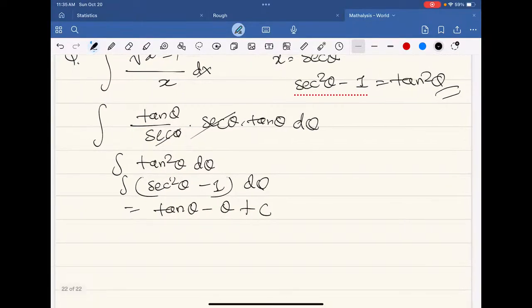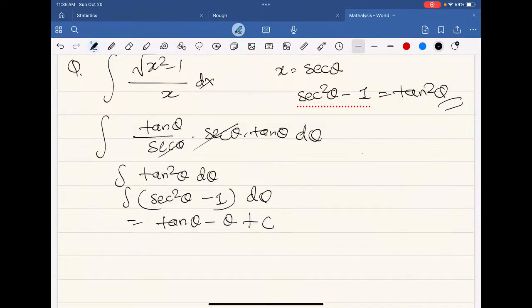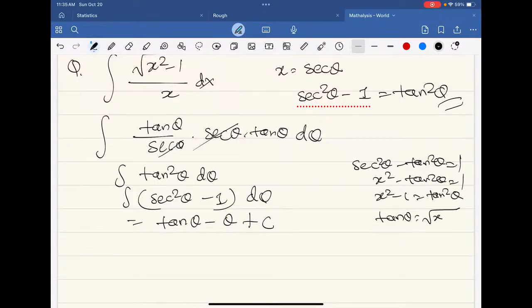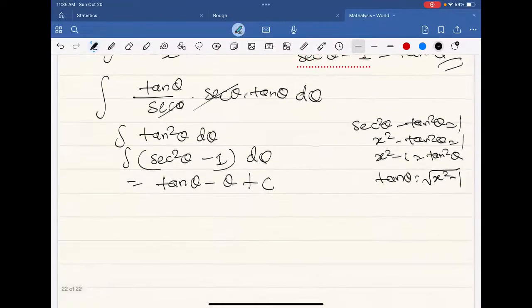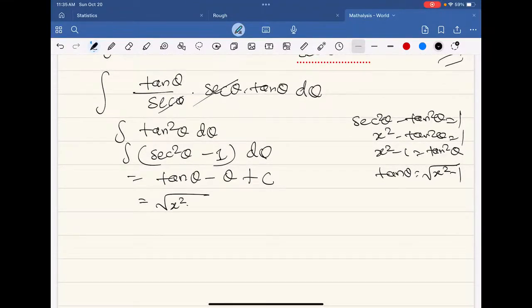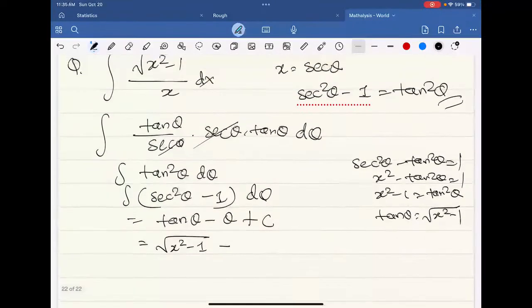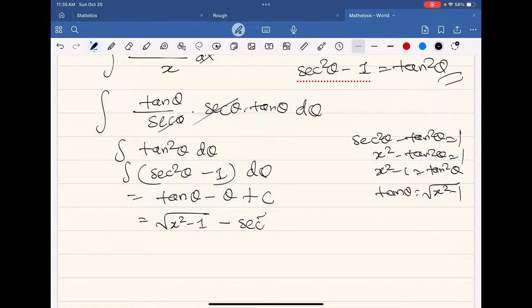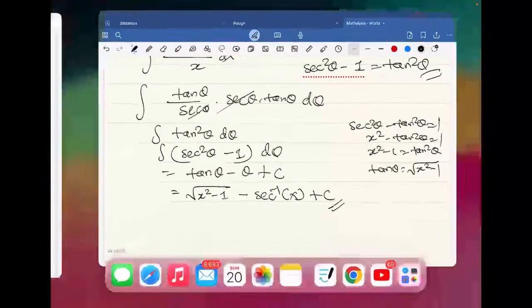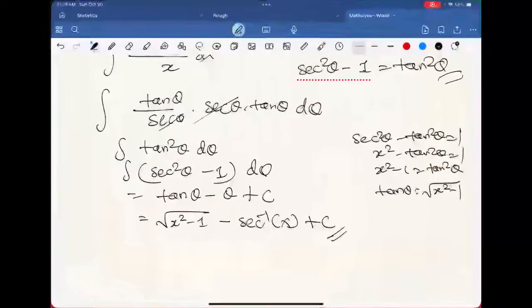Now since x is sec theta, we know that sec square theta minus tan square theta is equals to 1. So x square minus tan square theta is equals to 1. X square minus 1 is equals to tan square theta, and tan theta is square root of x square minus 1. Therefore, the answer is square root of x square minus 1 minus theta, which is just sec inverse x, plus c. I think this is the answer. Square root of x square minus 1. Explain that.